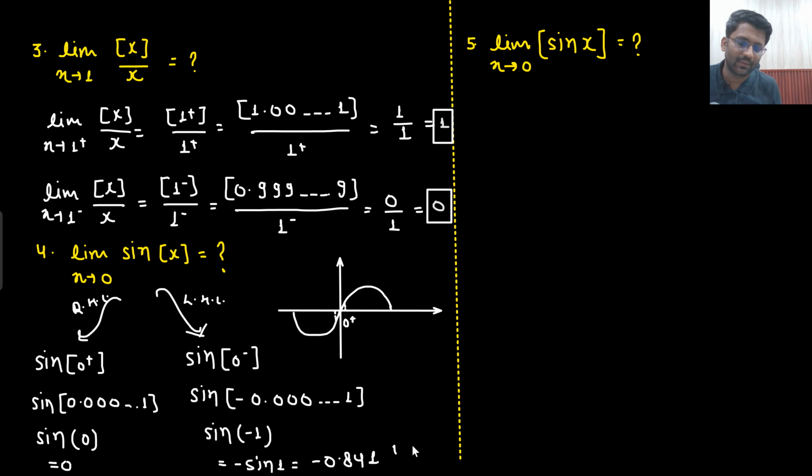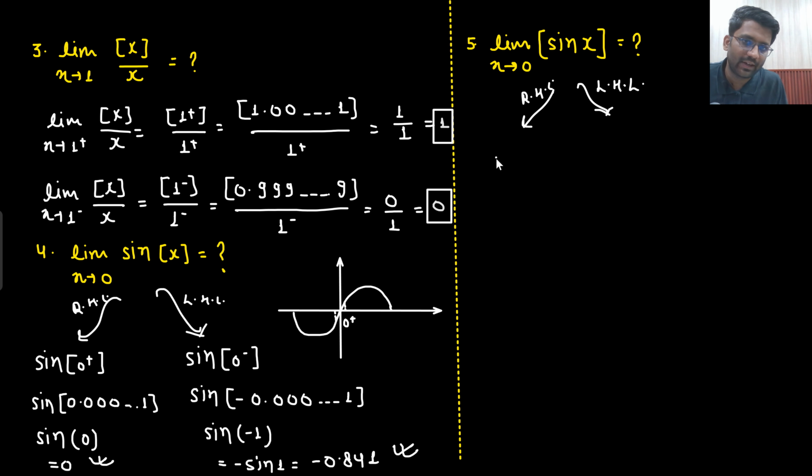That's the answer you are getting. Here, this is the answer you are getting. Limit does not exist. For both of the cases, limit does not exist. Right? Think about it. Again, sir, left hand limit, right hand limit.